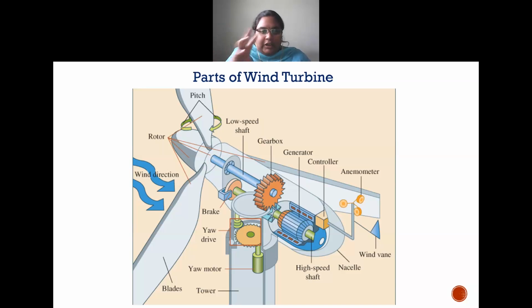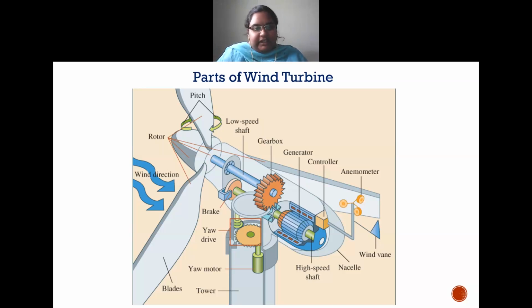which is holding all the equipment. Now, high speed shaft, brake, yaw drive, yaw motor, tower, blades. So these are the different parts of the wind turbine. Now I'll explain each of these parts in a brief manner, such that you might understand. Okay. Now, first is the rotor.